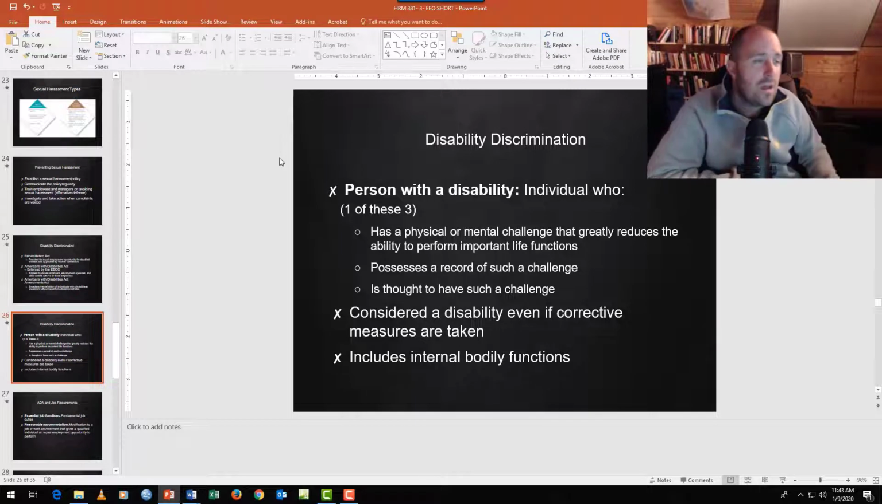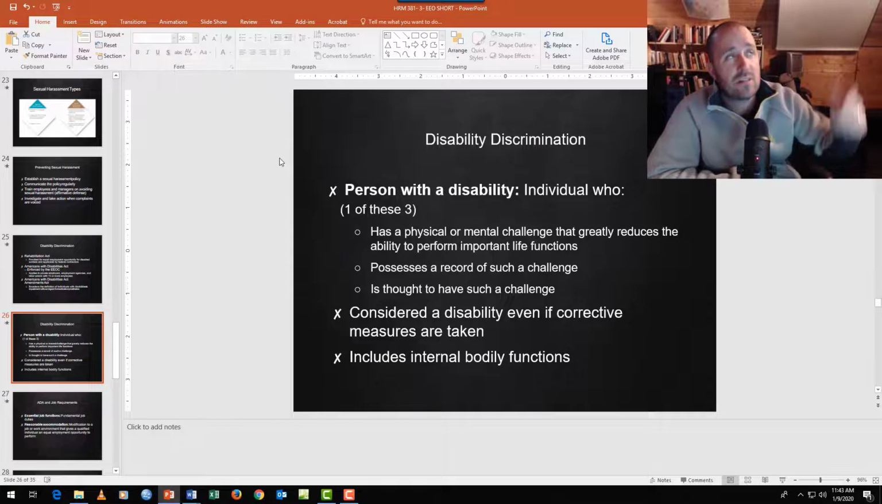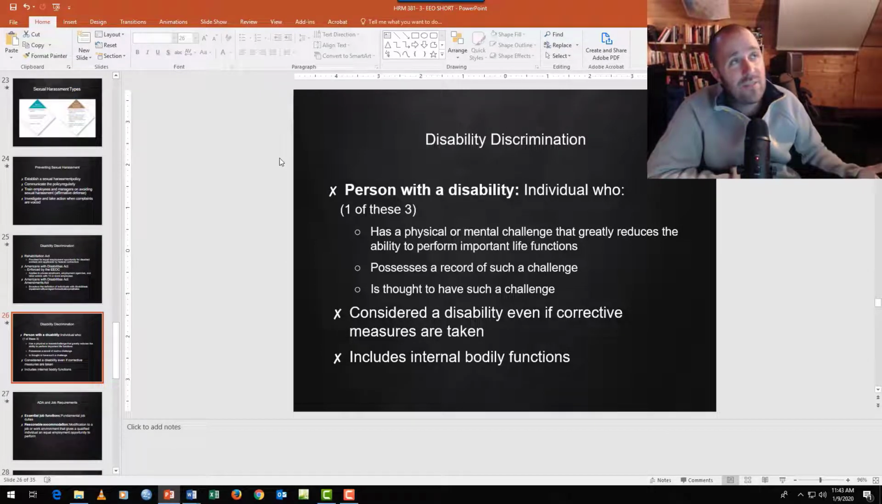It's very broad. Number two, possesses a record of such a challenge, meaning, yeah, I used to be overweight and I had sleep apnea. I use that example because that was an employee that I had. But I lost 150 pounds and now I don't have sleep apnea anymore.